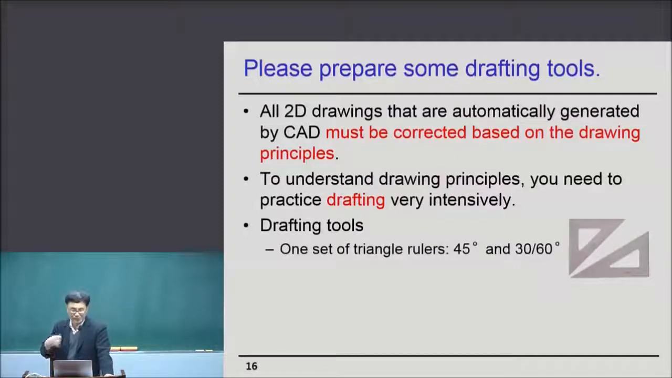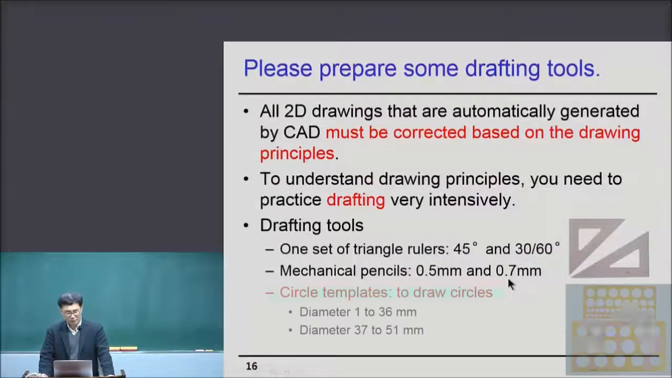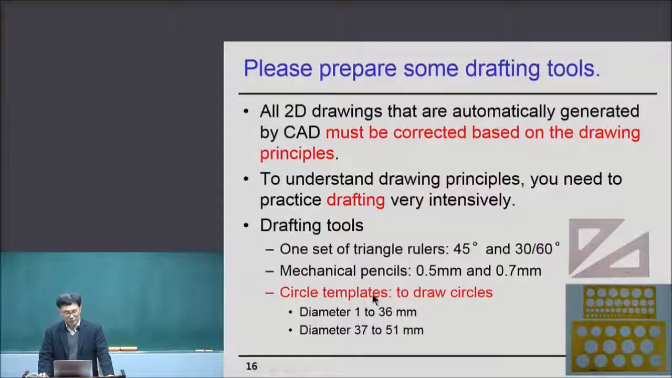You don't need to turn to the CAD tools to generate your drawings before you understand the drawing principles. So I recommend that you first practice your homework by using hand drafting tools like rulers, triangle rulers. These are very general rulers. And also mechanical pencils. I think you are using 0.5 millimeter mechanical pencils, but this time you need to buy 0.7 millimeter mechanical pencils, and also circle templates. Circle templates to draw circles. You are no longer using a compass to generate circles. You draw circles by using the circle templates shown here.